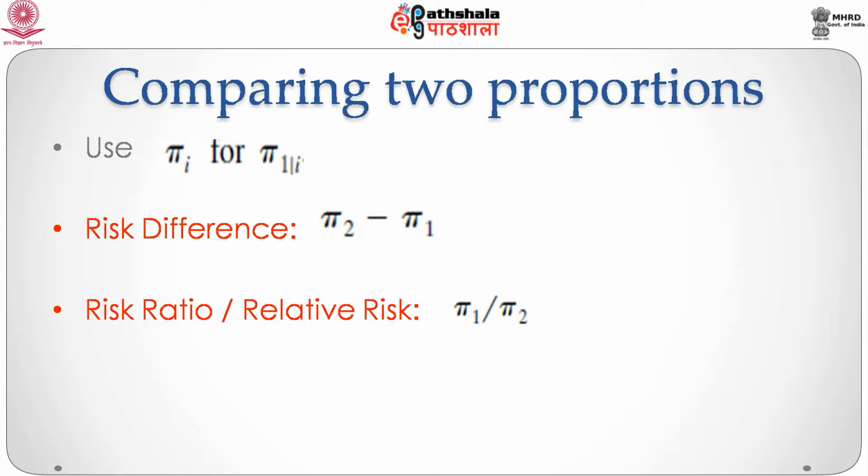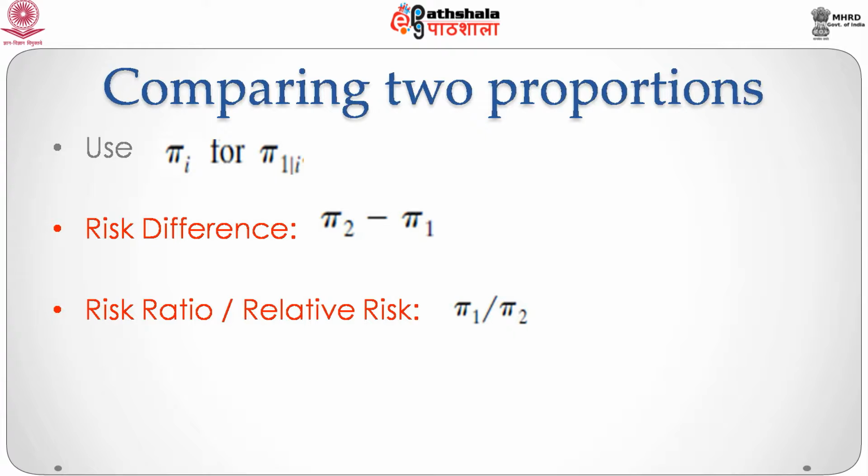But for simplicity of notation, I am going to use pi i for pi of one given i. The first and simplest measure which we can define is the risk difference given by pi 2 minus pi 1. So for example, the probability of a fatal attack given that somebody is on aspirin minus the probability of a fatal attack given that the person is on placebo.